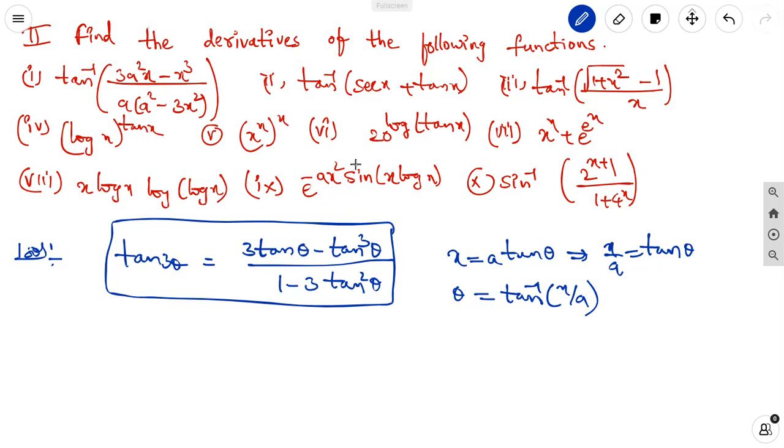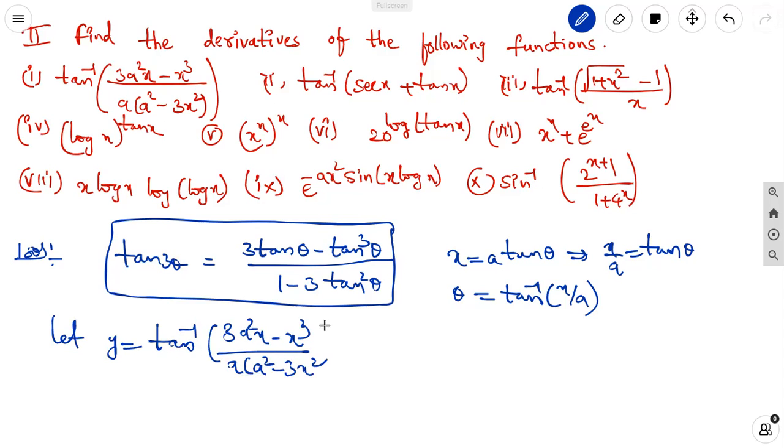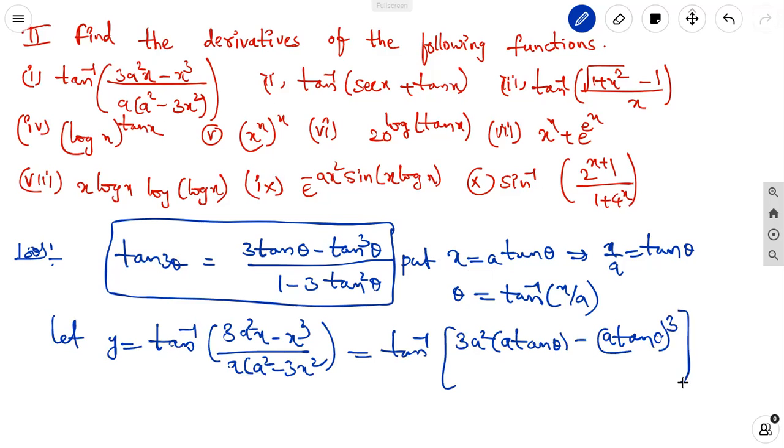Okay, the first question now I am taking. Let y is equal to tan inverse of 3a square x minus x cube by a into a square minus 3x square. Put x equal to a tan theta, then tan inverse of 3a square into a tan theta minus a tan theta whole cube, whole by a into a square minus 3 into a tan theta whole square.